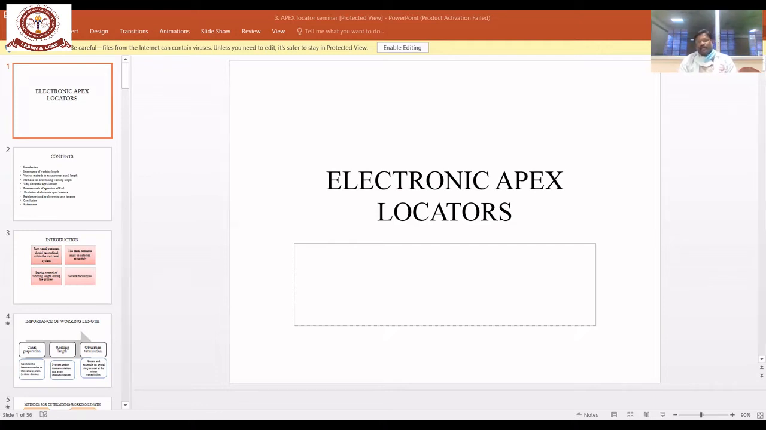So before starting with the electronic apex locator, we have to know the morphology of the root canal terminus. In 1955, Cutler concluded that the root canal had two main sections. Section 1 is a larger conical section in the coronal region consisting of dentin, and section 2 is a shorter funnel-shaped section in the apical portion consisting of cementum.